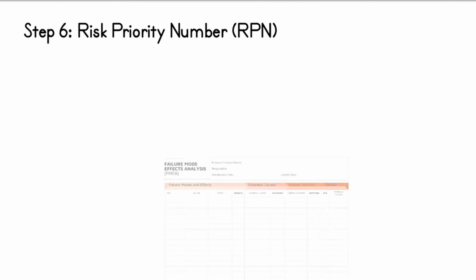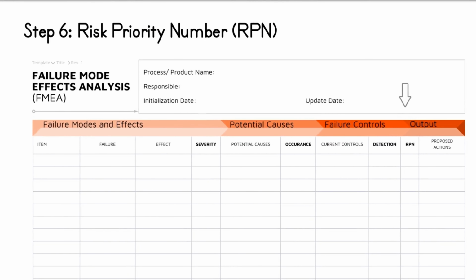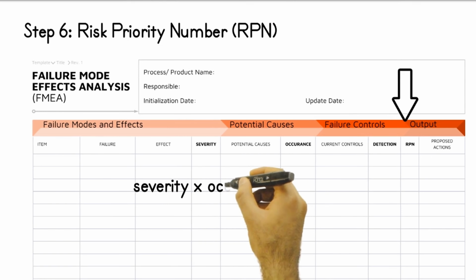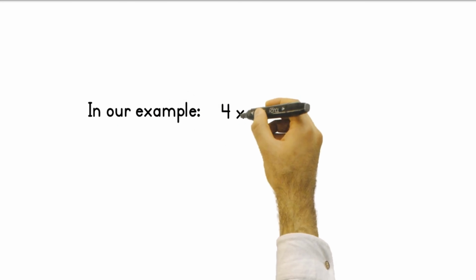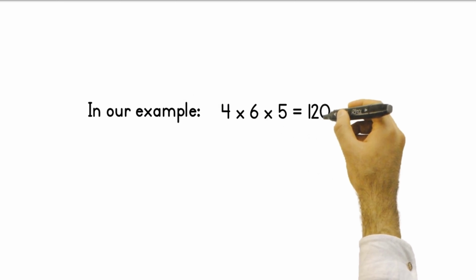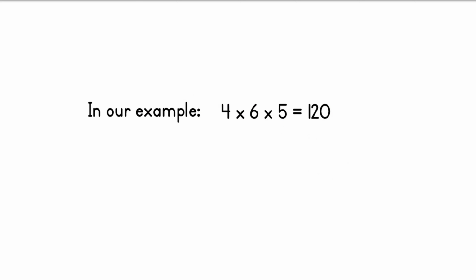Step 6. Output. Now calculate the risk priority number, or RPN. RPN equals severity multiplied by occurrence multiplied by detection. In our example, 4 times 6 times 5 equals 120. The higher the RPN, the higher the risk.